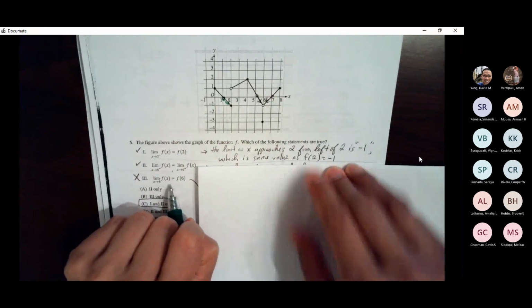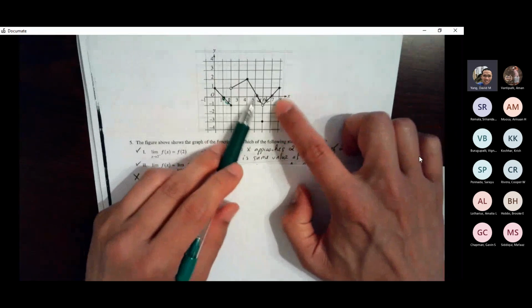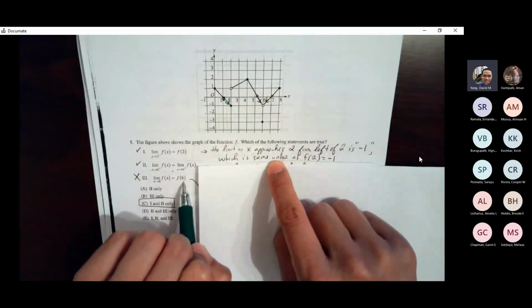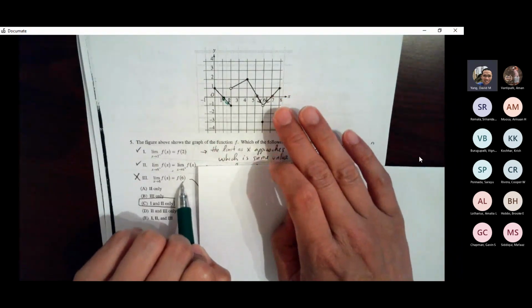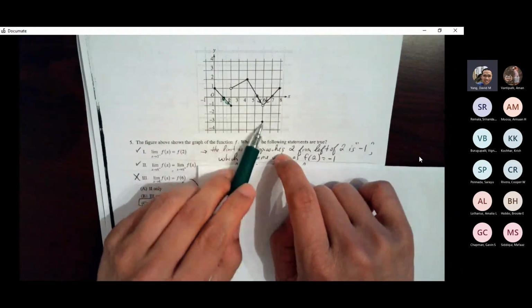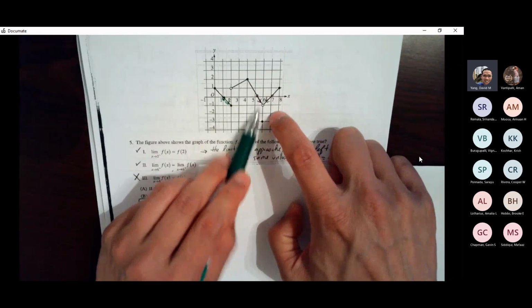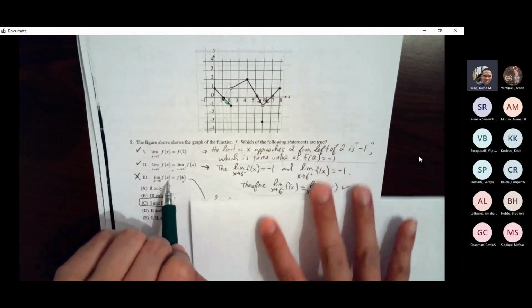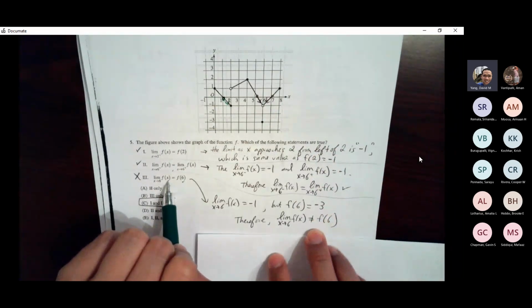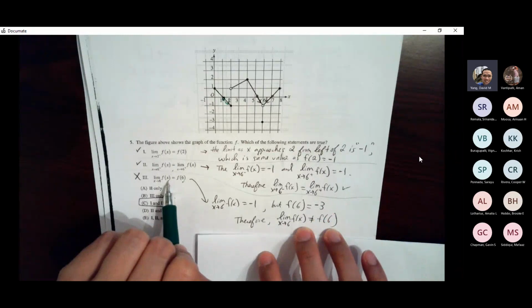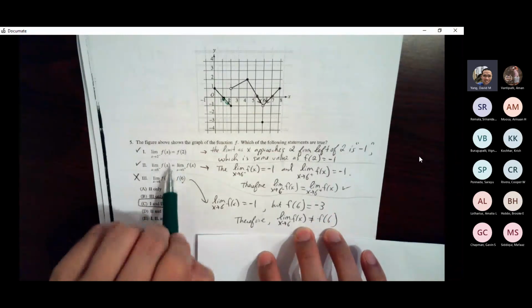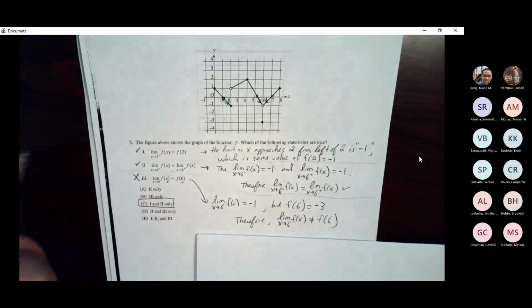Third statement: the limit as x approaches 6, which we know is negative 1, is the same thing as f of 6. Now, this is not true, right? Because the ordered pair is defined in a different location than where the limit is defined. So these are not equal. Therefore, this is false. The limit does not equal where the ordered pair exists. Only the first two statements are true.